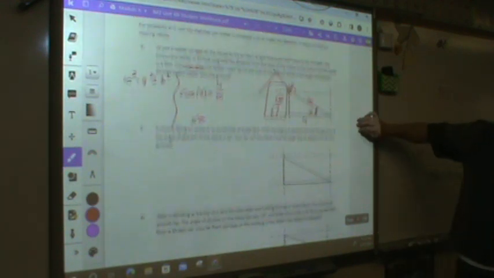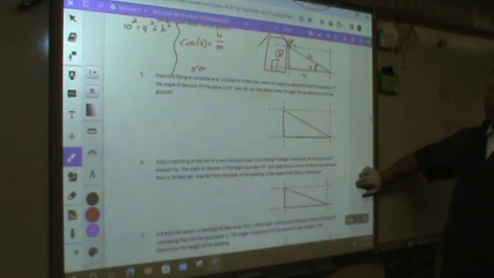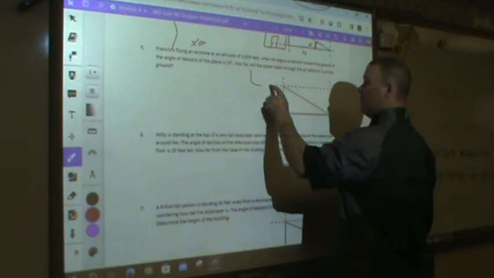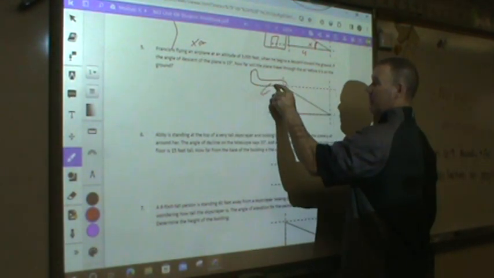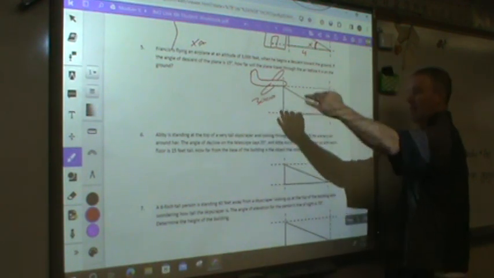All right? The next one I'm going to look at, and I was kind of debating it here on what to do. It says Francis is flying an airplane at altitude of 3,000 feet. Well, here's my airplane, right? 3,000 feet. That's going to be the left side. That's altitude.